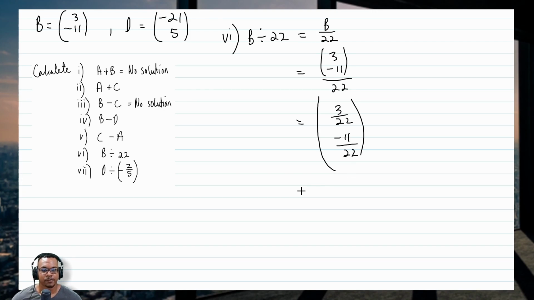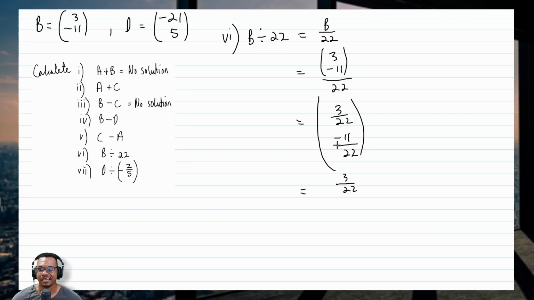Let's break it down right there. Alright. 3 over 22, that'll just remain 3 over 22. And negative 11 will cancel, so negative 11 to negative 11 could give positive 1 if you want to look at it, and negative 11 to positive 22 is negative 2.